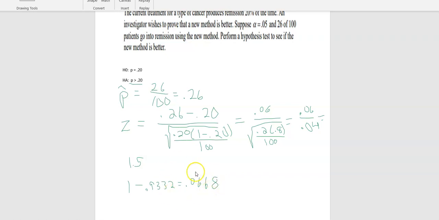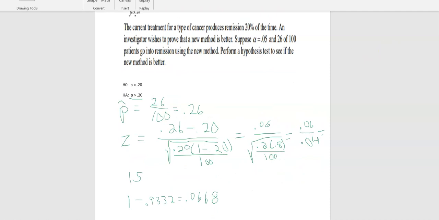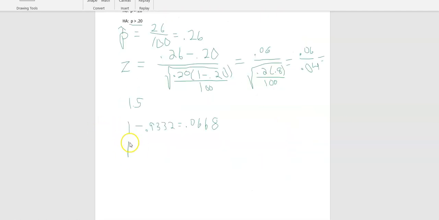Okay, now we compare this to alpha. It's a little bit bigger than alpha. It's not smaller than alpha. So we cannot reject our null hypothesis. So we fail to reject. Remember, it has to be smaller than alpha to reject. So we fail to reject the null.